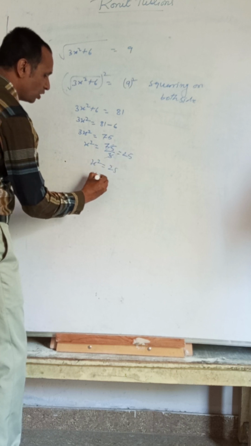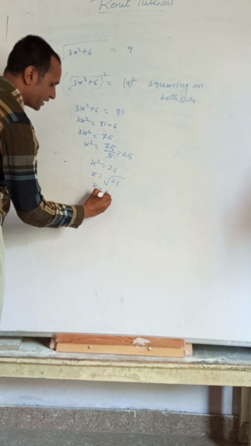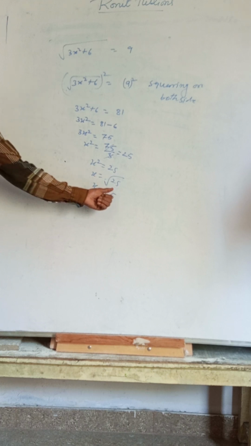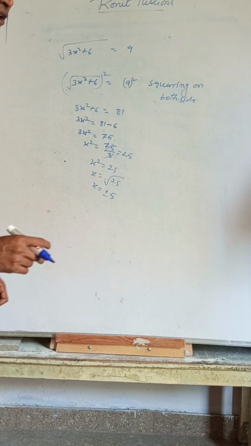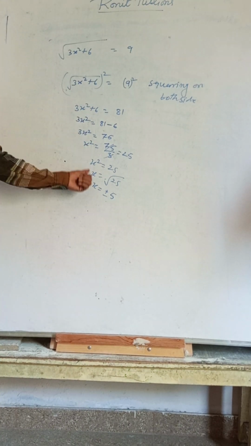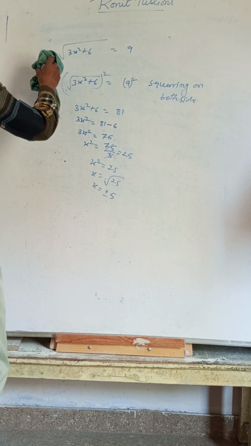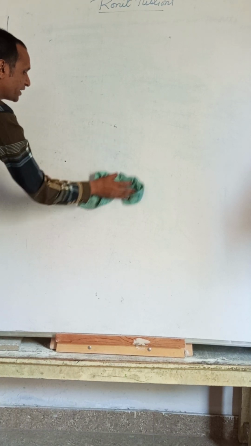x is equal to root 25. Then x is equal to plus or minus 5. Root 25 is equal to plus or minus 5, because whenever we take the root of any number, it denotes the positive and also the negative. So the value of x is equal to plus or minus 5. Next, we are going to take another question.